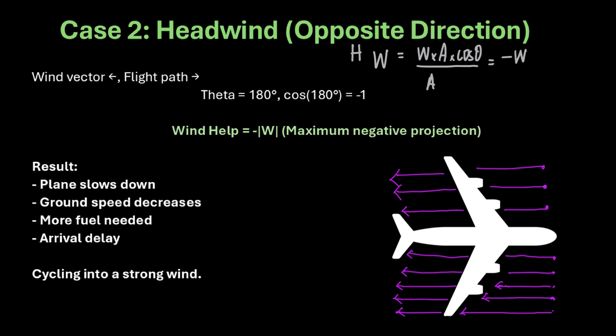Headwind, or in other words, the wind is in the opposite direction of the aircraft. So the aircraft is heading towards east, that is i cap, and the wind is acting towards the left, which is negative i cap. Therefore, the angle between them, theta, is equal to 180 degrees. And when theta is 180 degrees, what is cos 180? Cos 180 is minus 1.